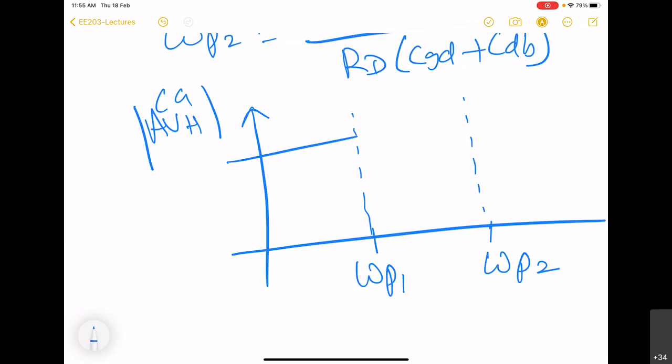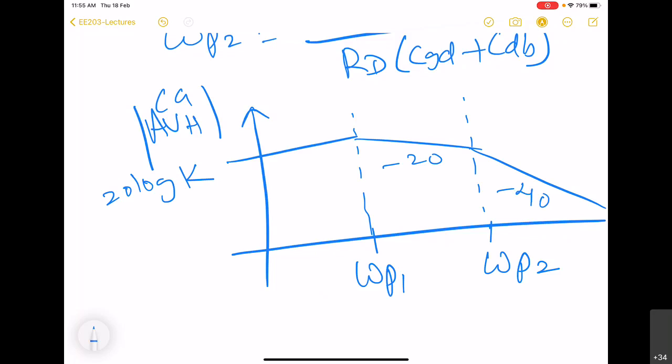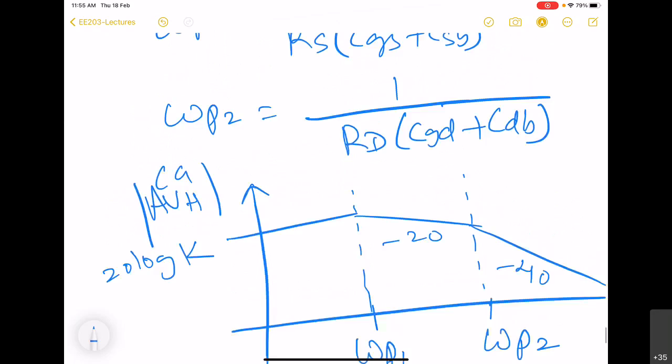So we will have horizontal response given by 20 log K, and then a minus 20 dB decaying line, and then a minus 40 dB decaying line. So we again see that voltage gain decreases with the increase in the frequency.